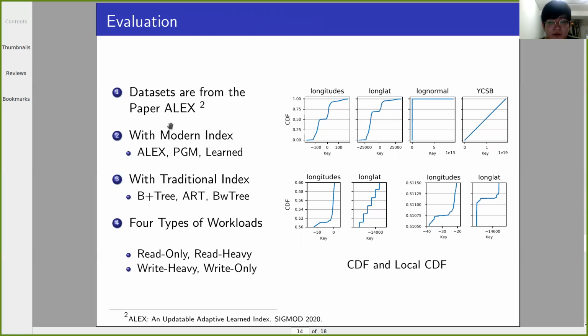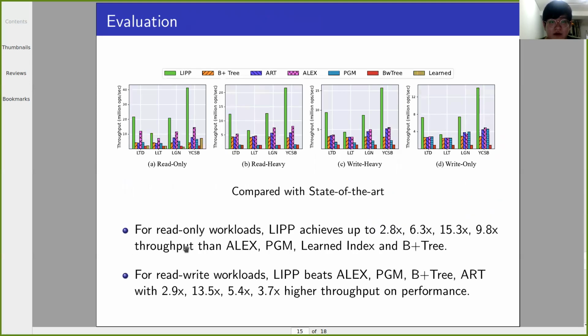As for evaluation, we used 4 datasets from ALEX's paper and compared with ALEX, PGM, Learned Index, B+ tree, ART, and BW tree. We also prepared 4 types of workloads: read-only, read-heavy, write-heavy, and write-only. For read-only workloads, our index achieves up to about 3 or more times the throughput of other state-of-the-art indexes. For read-write workloads, we can see similar trends. More detailed evaluations can be found in our paper.